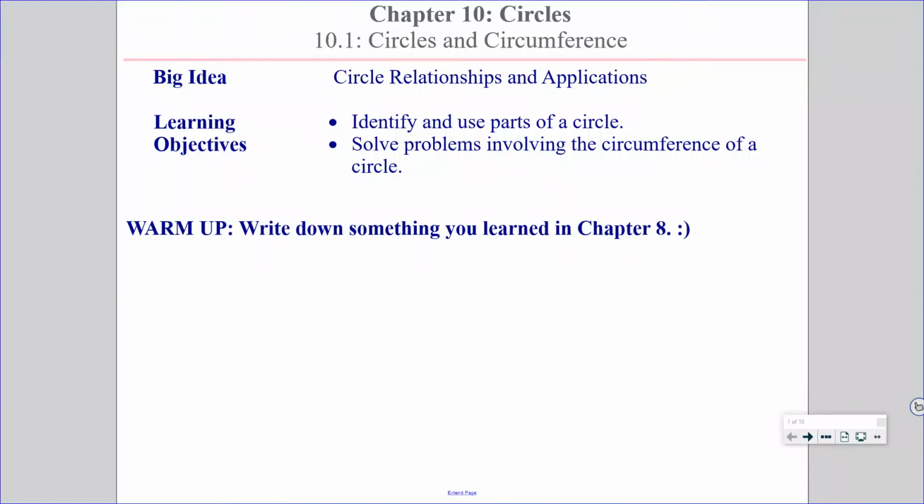Lesson 10.1, last chapter. Man, time flies when you're having fun. Okay, who wants to share something they learned in chapter 8?